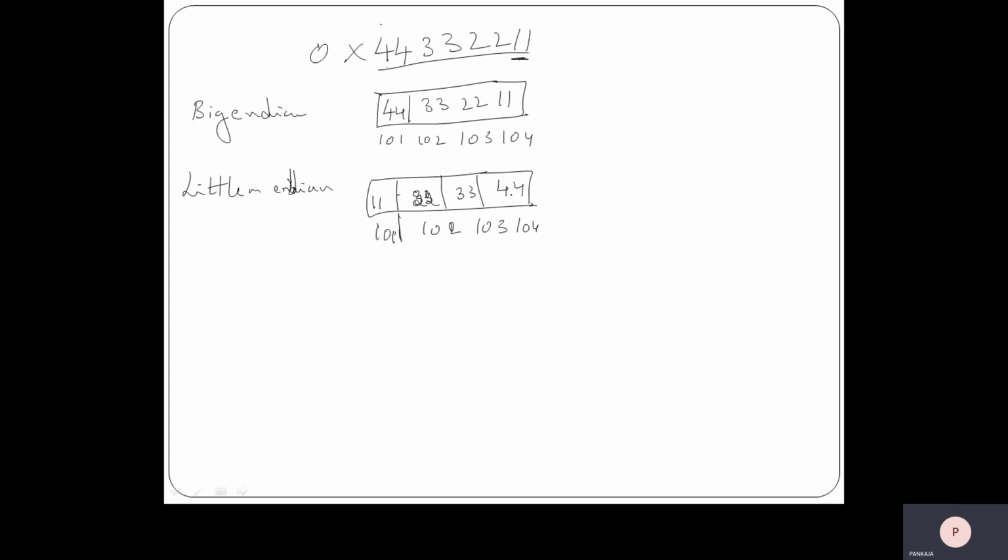Okay, so this is how you can give an example of how big endian and little endian work. You can take another example, some particular string, and represent it using both big endian and little endian.